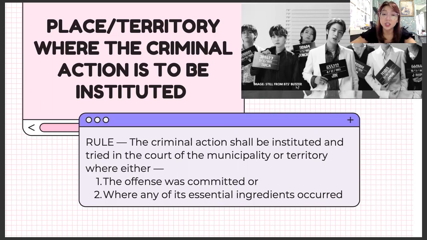So the criminal action shall be instituted and tried in the court of the first port of entry or of any municipality or territory where the vessel passed during such voyage, subject to the generally accepted principles of international law. Pangatlong exception is crimes committed outside the Philippines but punishable under Article 2 of the Revised Penal Code. It shall be cognizable by the court where the criminal action is first filed. And fourth, other special laws such as Article 360 of the Revised Penal Code and the Human Security Act.